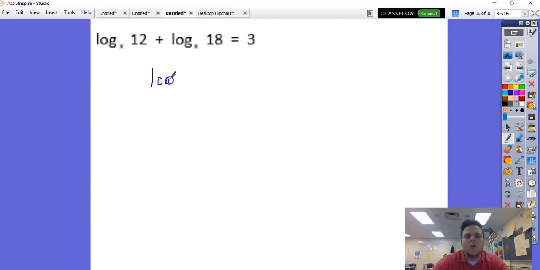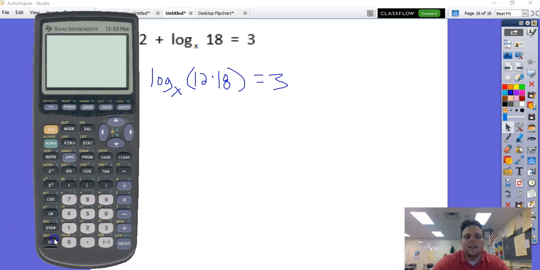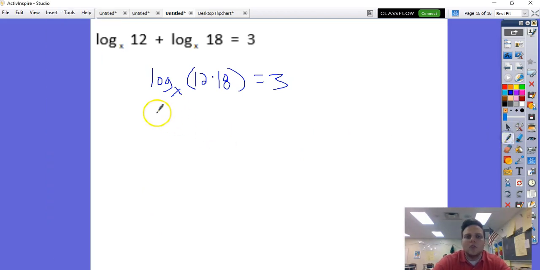Now, the logs were adding, so I'm going to keep my base x here. The logs were adding, but that means I can make one log and I make the 12 and the 18 multiply. And then it'd be very convenient for us to actually figure out what is 12 times 18. And we get 216. So what we have here is log base x of 216 is equal to 3.